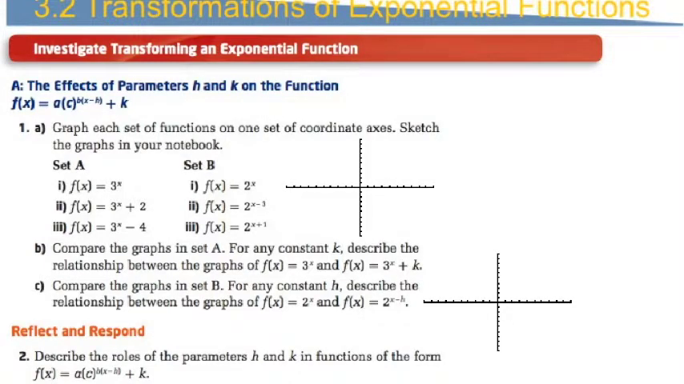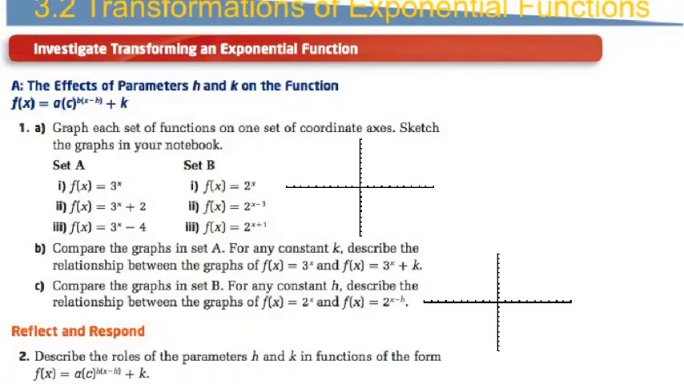So now that we have an understanding of exponential functions, their shapes, their characteristics, we're going to take a look at transformations of them. So we have two sets of exponential functions. Set A is based off of 3 to the x, and that's where we're going to start. If we look at each of these graphs, we have 3 to the x as our first one, 3 to the x plus 2, 3 to the x minus 4, and we're about to figure out what that plus 2 and minus 4 actually do to the shape of the graph.